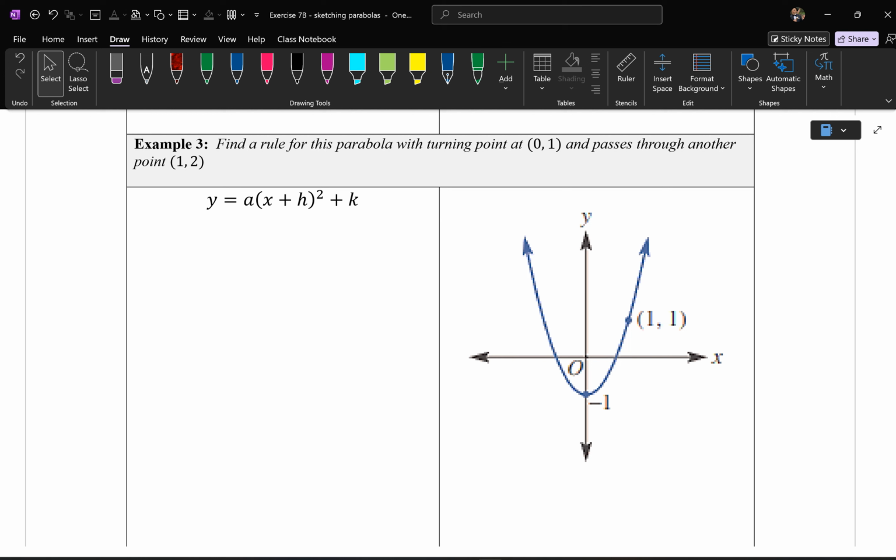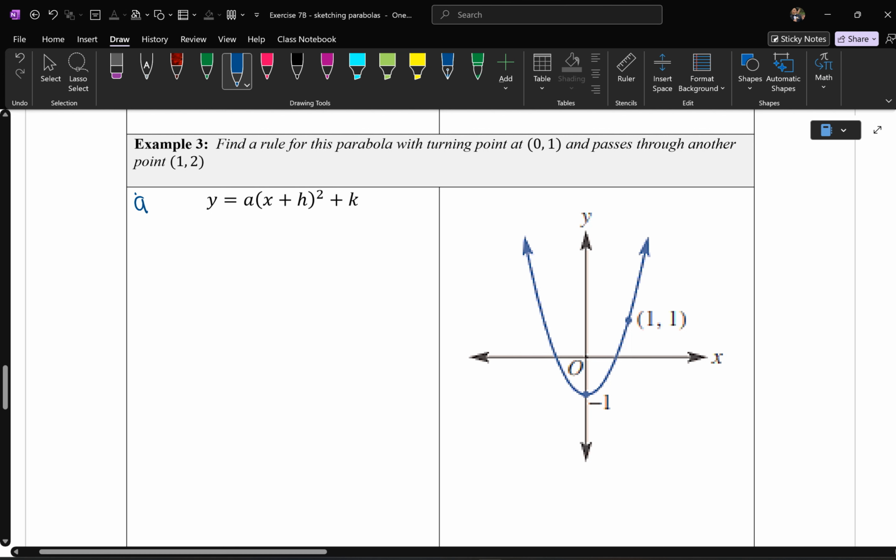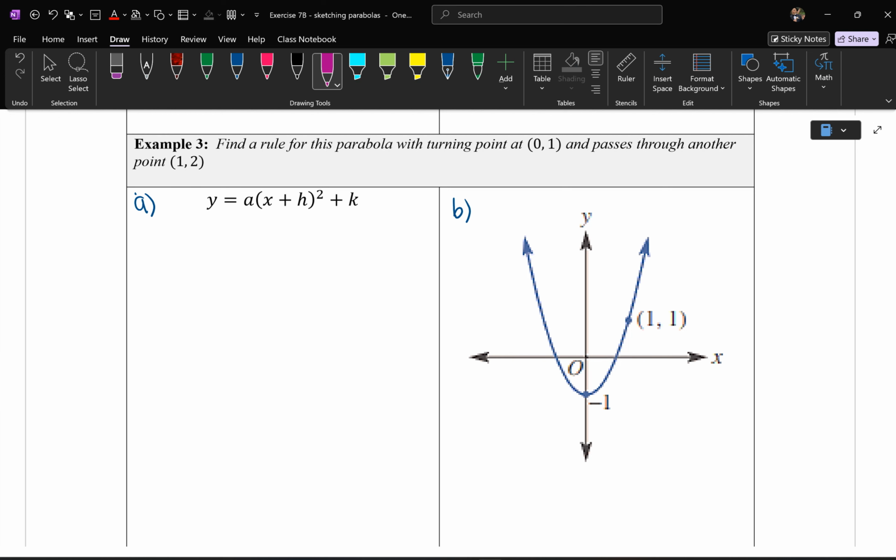Is that a different graph? Oh, there must be 2 questions then, because those 2 don't match. So, sorry, this should be A. That should be B. So, if this one has a turning point of 0, 1, and it passes 1, 2, are you able to work out the equation for me? So that the parabola has a turning point of 0, 1, but also when you sub in x, which is 1, you get a y value of 2.